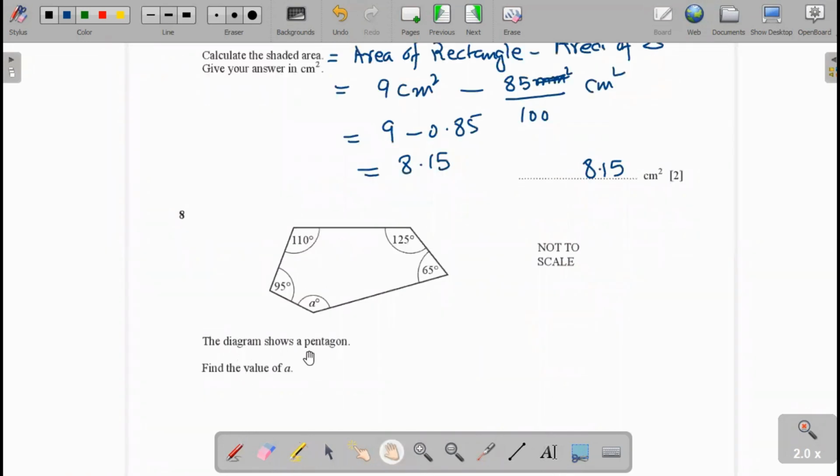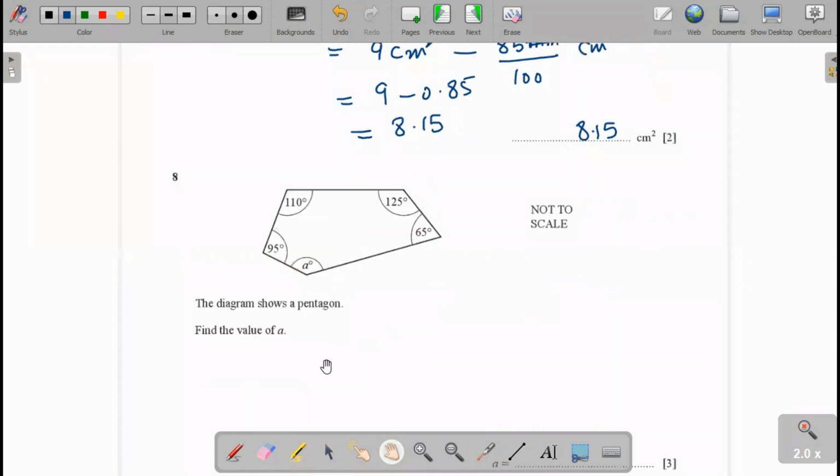Question 8. The diagram shows a pentagon. Find the value of A. You know the five-sided figure is called a pentagon. This is the pentagon and you have to find the angle A degree.